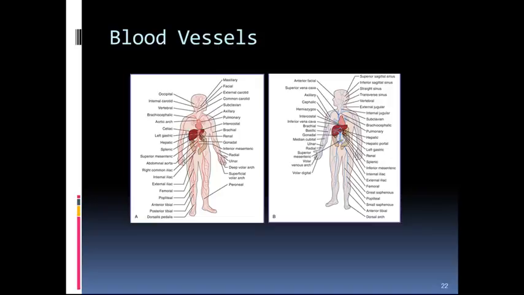Blood vessels. There are numerous blood vessels within our body. There are two types of systems. There is our pulmonary system, which carries deoxygenated blood from the right ventricle to the lungs and oxygenated blood back to the left atrium. And then there is our systemic system, which carries blood from the left ventricle to the entire body and back to the right atrium.